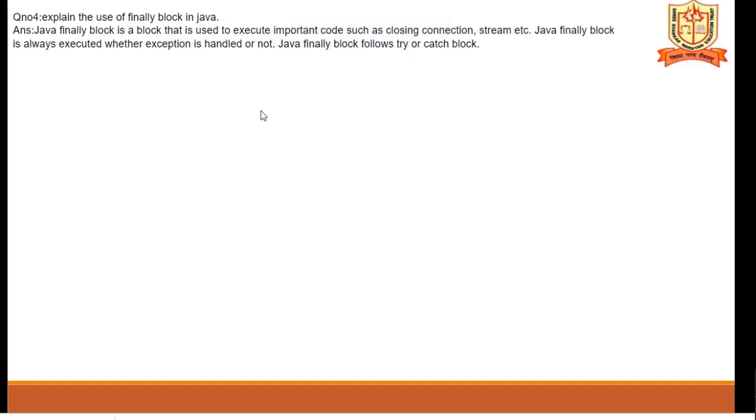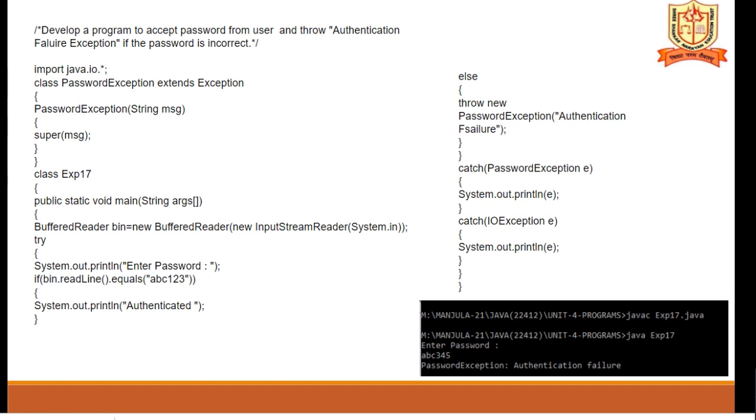Explain the use of the finally block. The Java finally block is used to execute important code such as closing a connection or stream. The Java finally block is always executed whether the exception is handled or not. The Java finally block follows the try catch block.